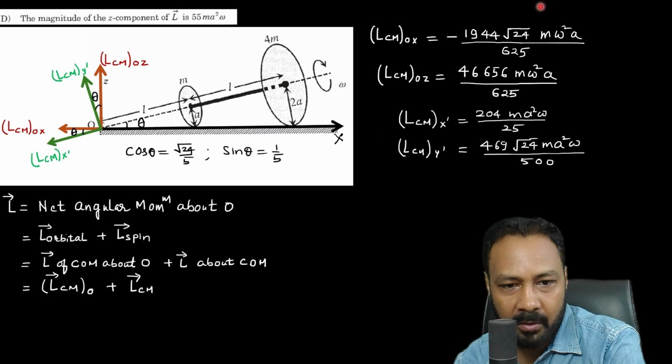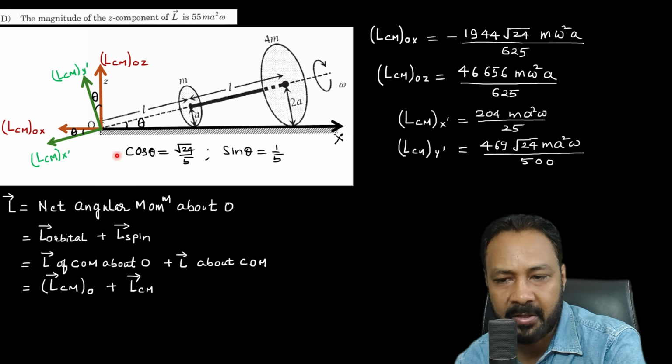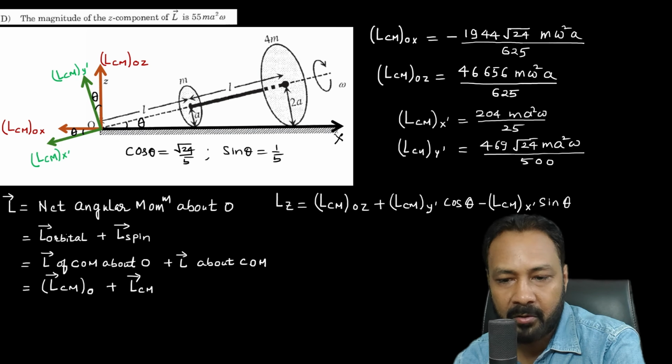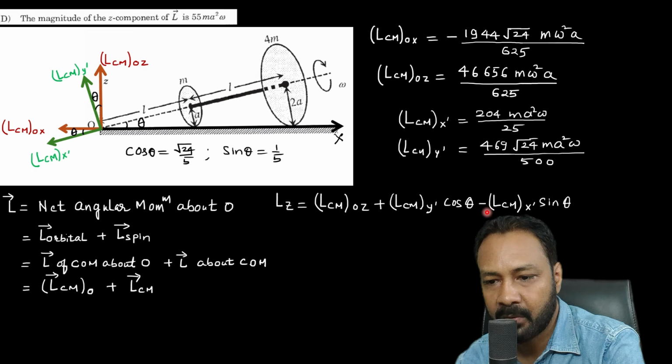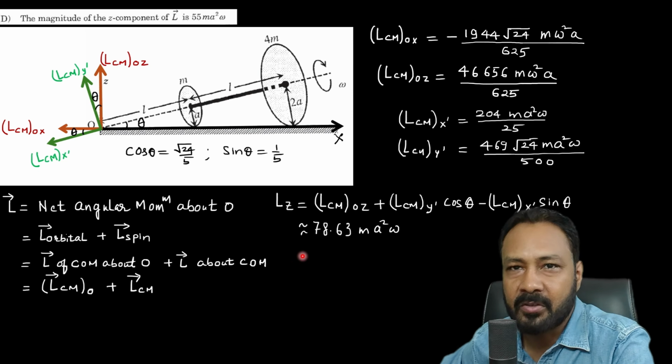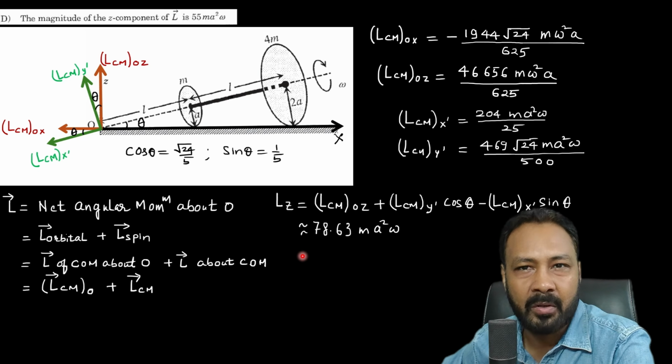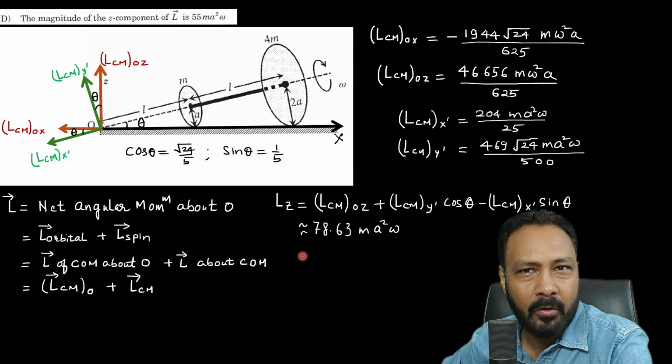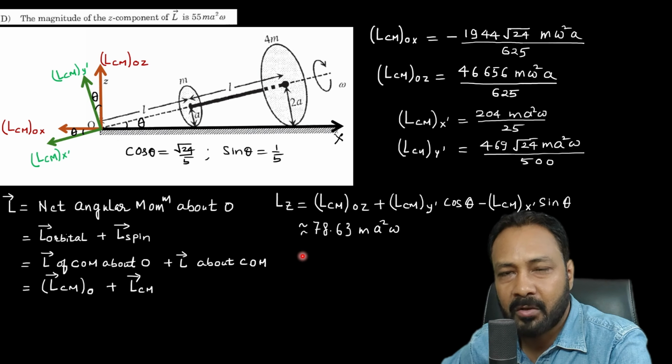Okay, whatever. So the overall angular momentum z component would obviously be L CMO z plus L CM y dash cos theta, and there will also be a z component that will be minus L CM x dash sin theta. So the z component of the angular momentum would be L CMO z plus L CM y dash cos theta minus L CM x dash sin theta, and just take all these values and put them in. You will get something like 78.63 m a square omega.